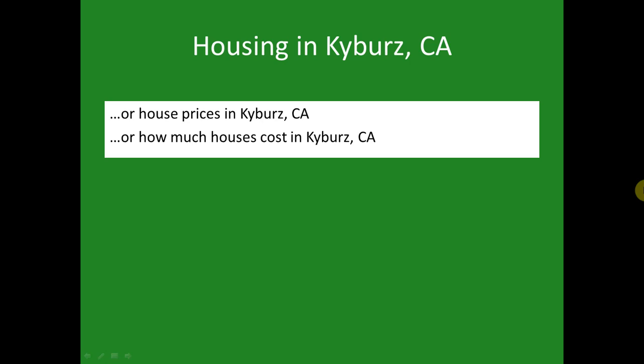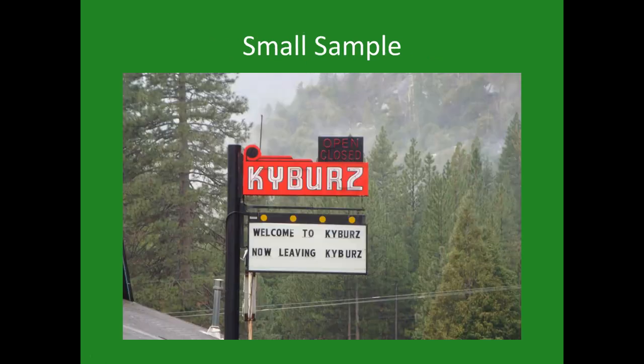The second example is about house prices in Kyburz, California, or housing in Kyburz, California, something to that effect. And I think a natural question is, if I was going to make an example about housing, why did I pick such an obscure location? The reason I picked this location is because I remembered what that welcome sign looked like, so I remembered that Kyburz was really small, and that's what I wanted.